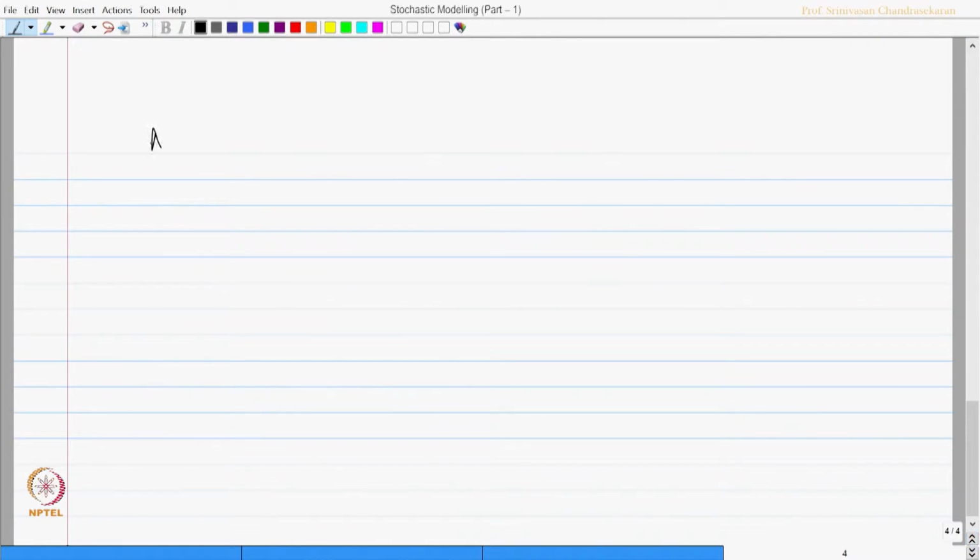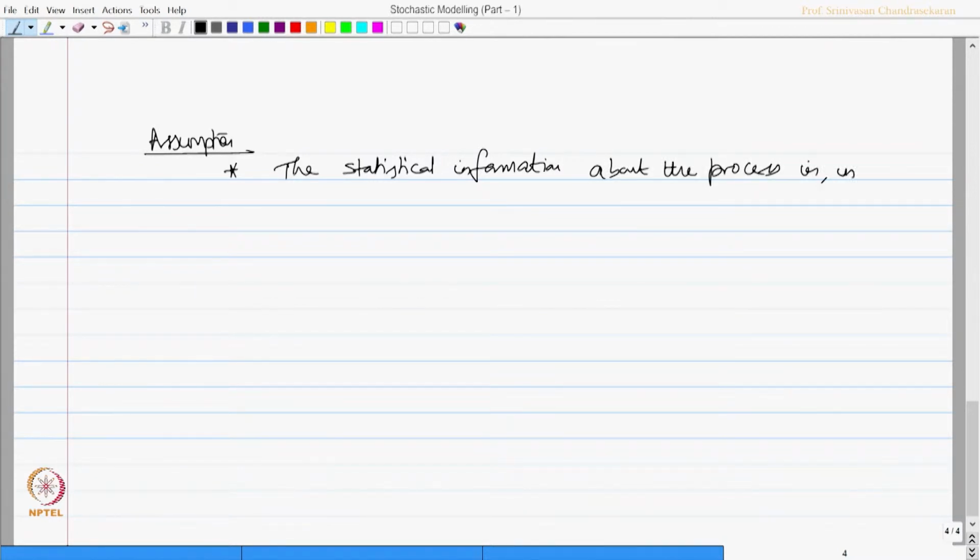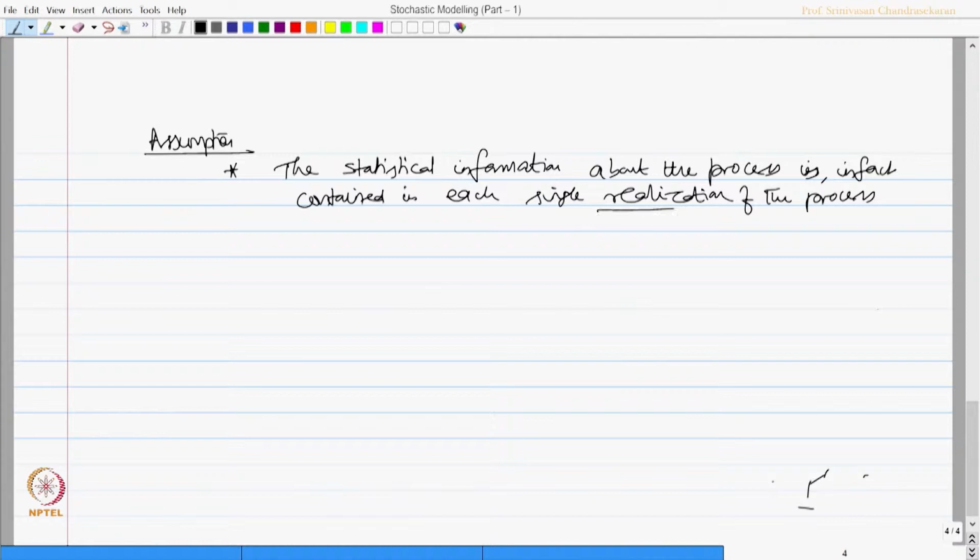It has an assumption. What is the assumption we make here? The assumption implies that the statistical information about the process is in fact contained in each single realization of the process. That is actually ergodicity. That is what we have discussed in the last lectures as well.